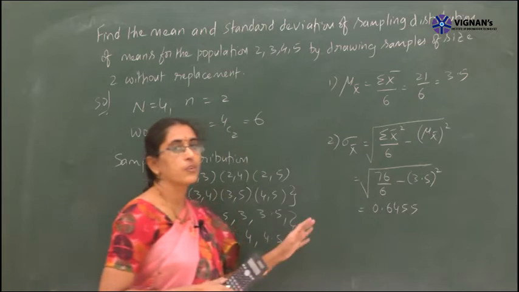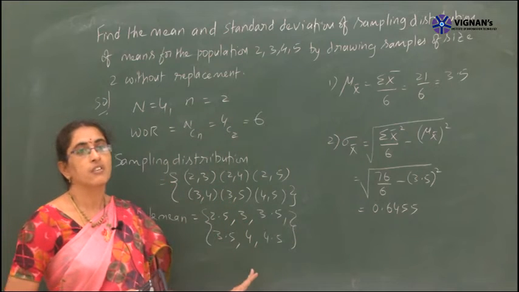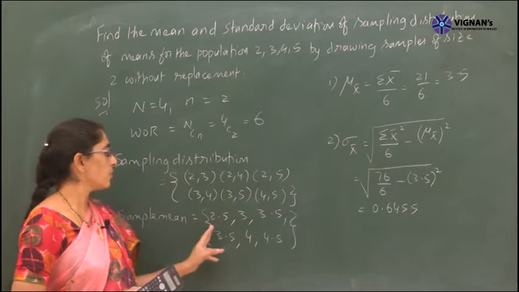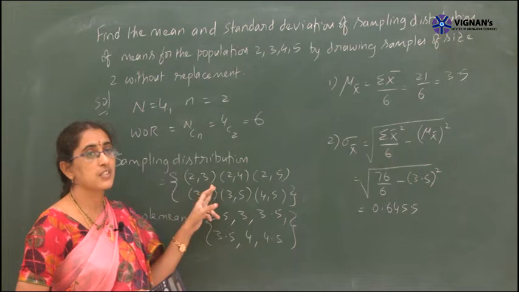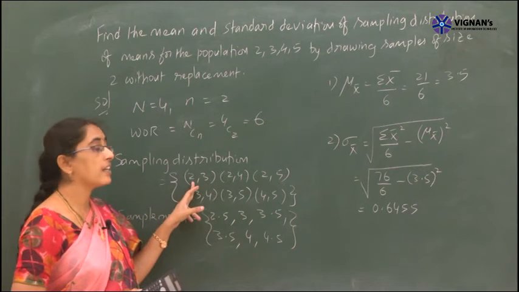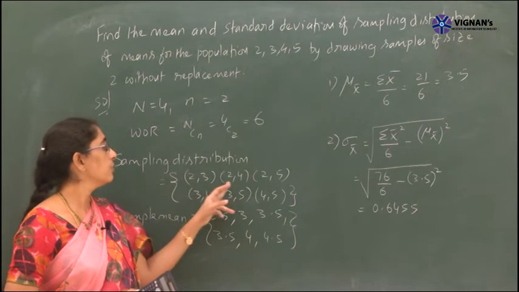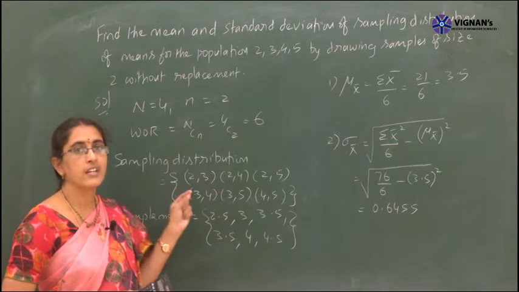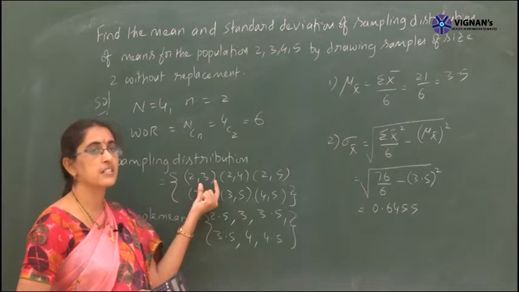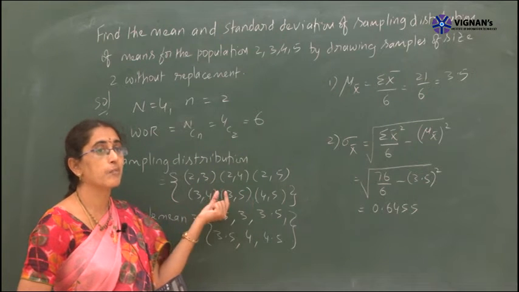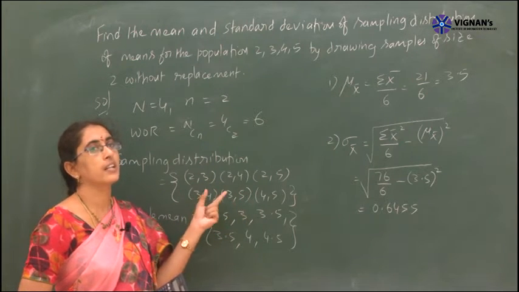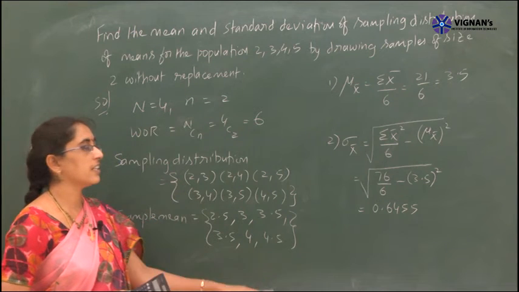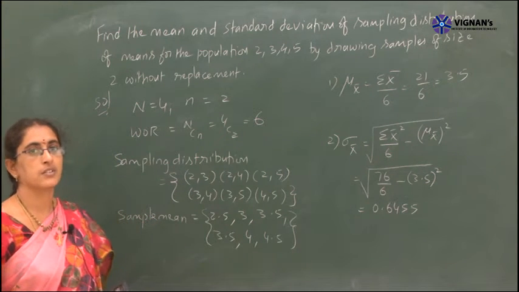Okay, so this is about the case without replacement. We have to consider samples of size 2 without replacement. So you can't consider 2, 2 and 3, 2, 4, 2 also, right? Once a sample is given, the element in the sample cannot be repeated in that particular combination. So that is about without replacement.